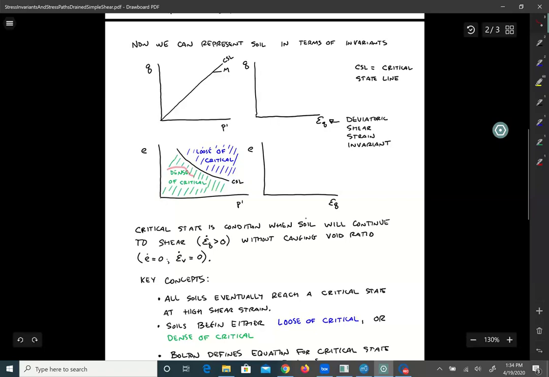Okay, if you're dense of critical, it means that the void ratio is lower than the critical state void ratio, and it's going to dilate or swell to get to failure. And I'll illustrate this in just a second. I know that these concepts may be new. Okay, and then the final plot that we have is e versus epsilon q. And this is just void ratio versus shear strain, basically. How is the void ratio evolving as the soil is sheared?